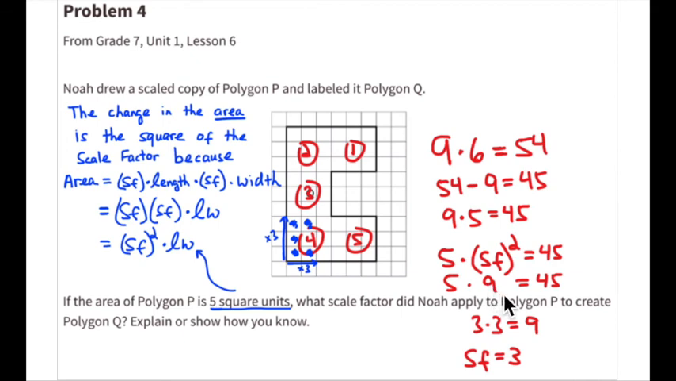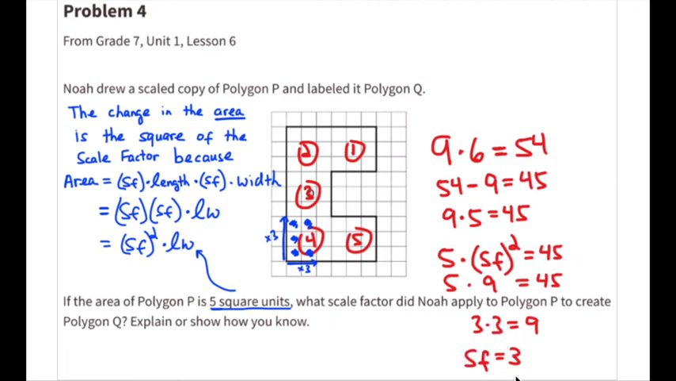And so what number times itself equals 9? That's the number that gets squared. Well, 3 times 3 equals 9. So that makes the scale factor 3. So if you went back over here, this would be 3 times the length times 3 times the width. The length times the width is equal to 5. And 3 times 3 is 9. 9 times 5 is 45.